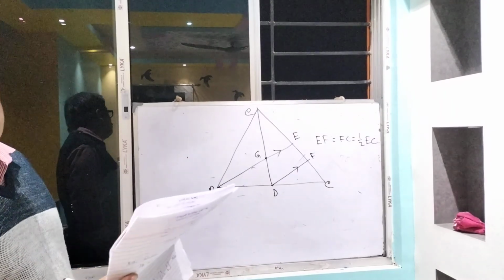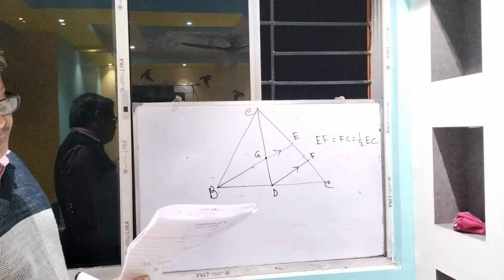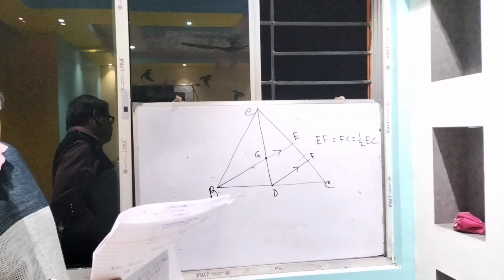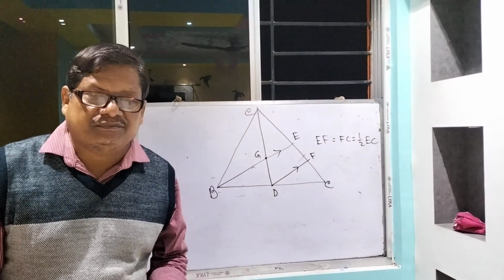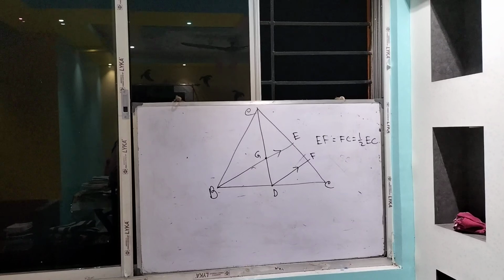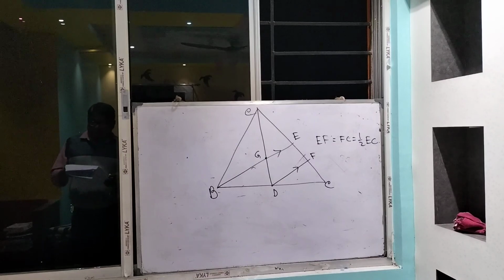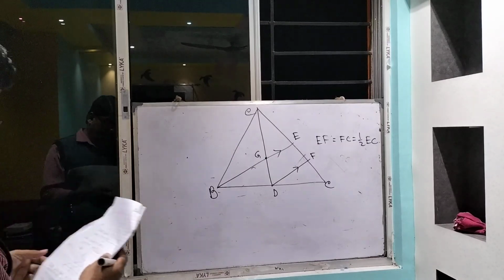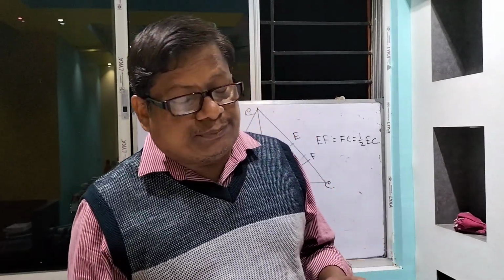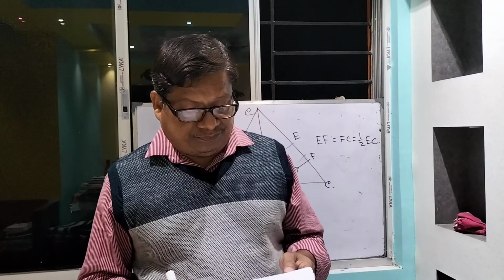With the help of similarity also you can do it, no problem. So option B is correct, half of EC. And x belongs to natural numbers, given. Next question, question number 13.